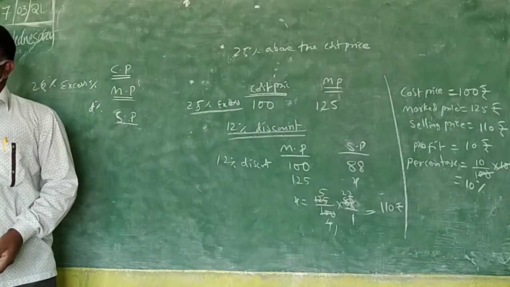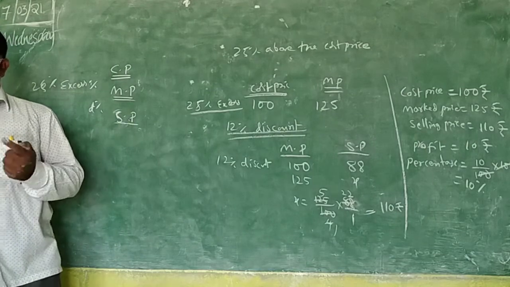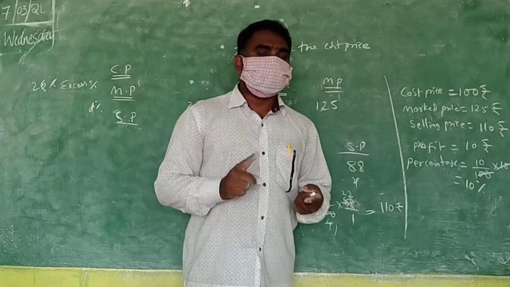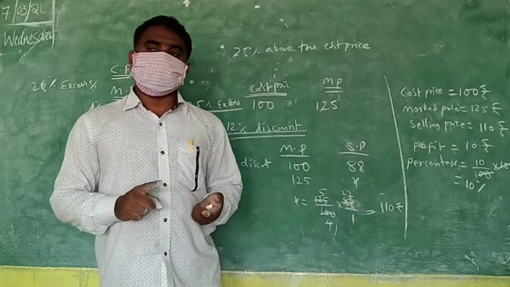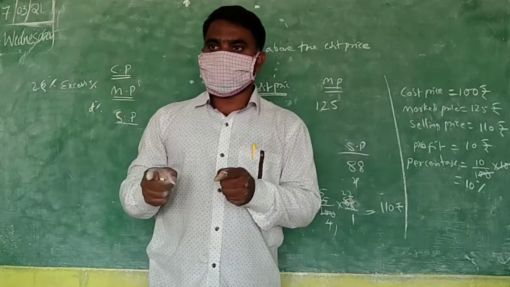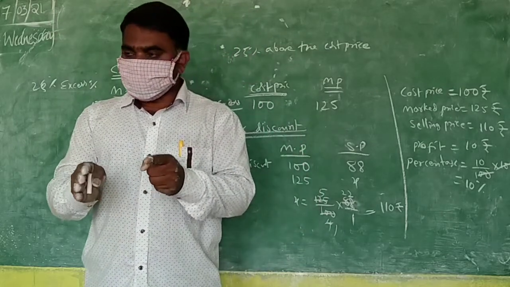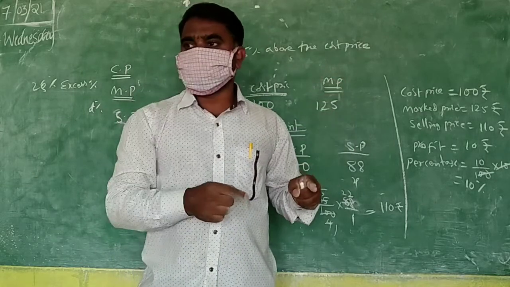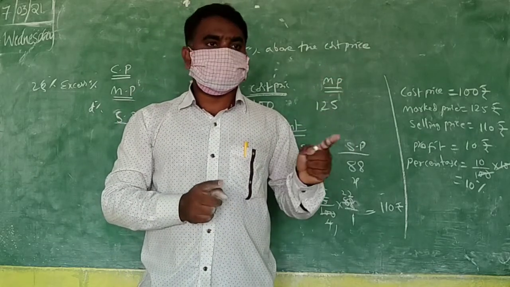Okay, do you understand the question? I think these main terms are important. What are the terms? What will the businessman do while allowing the discount? He will purchase something, and on that he will add some percentage extra and mark it. That is called the market price.